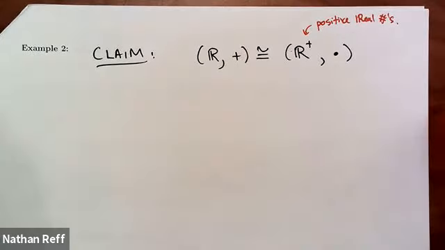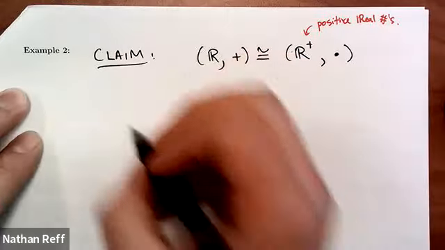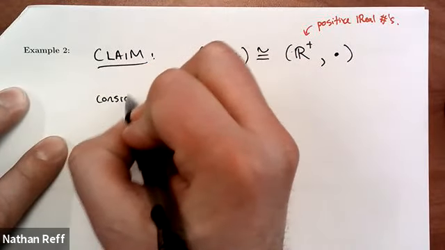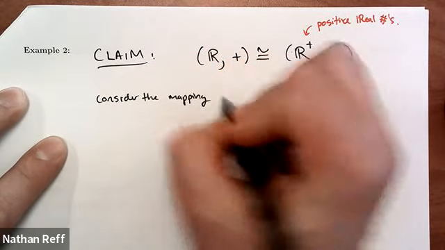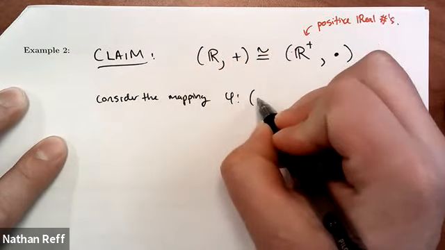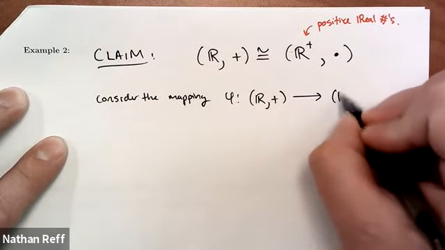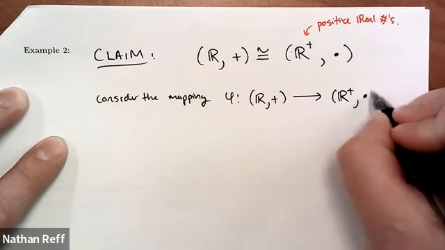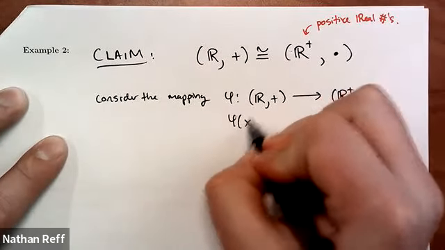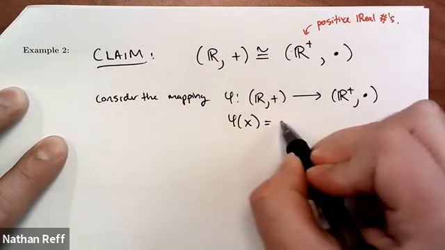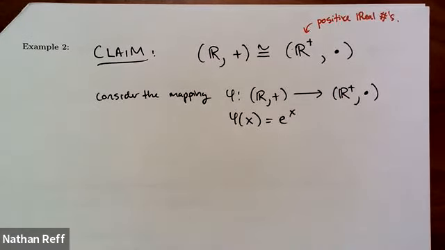Okay, so I'm going to have to give you the mapping. I'm going to have to spoil this again, right? So consider the mapping phi, going from the real numbers under addition to the positive real numbers under multiplication, and it's actually a pretty nice function. Phi of x, you're going to map your real number x to e to the x. Pretty simple function, actually.